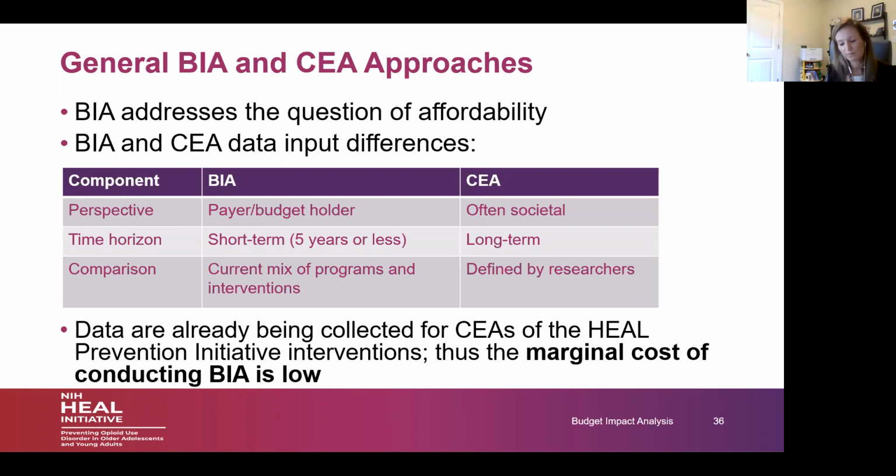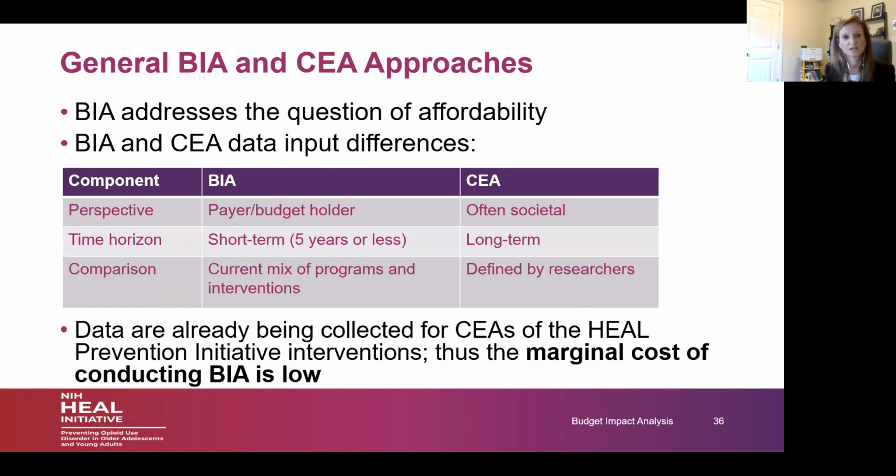Because there's overlap in these two types of analyses, the data that are being collected for one can also, to a certain degree, be used for the other. So specifically, if you're already doing a cost effectiveness analysis, the marginal cost of conducting a budget impact analysis as well is relatively low, because you don't have to start from scratch and you can utilize some of the data that is being collected.